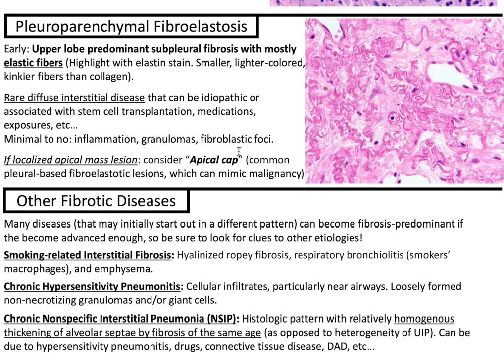nonspecific interstitial pneumonia, NSIP. In the histologic pattern, you'll see relatively homogeneous thickening of alveolar septae by fibrosis of the same age, as opposed to the heterogeneity of UIP. It can be due to hypersensitivity pneumonitis, drugs, connective tissue disease, diffuse alveolar damage, etc.